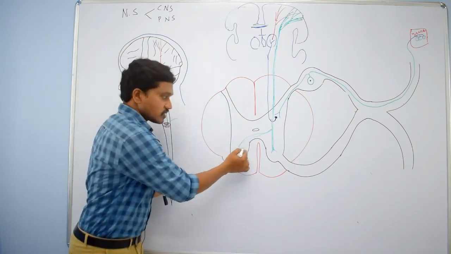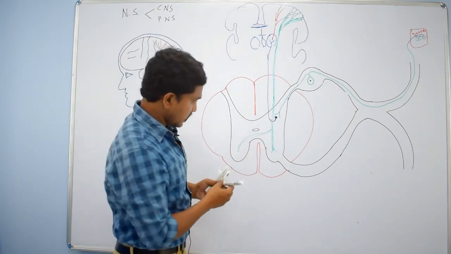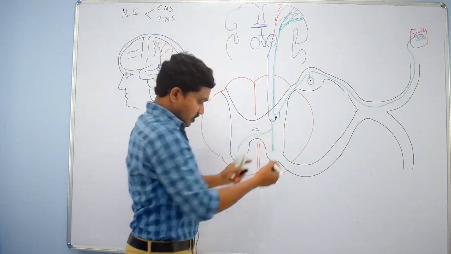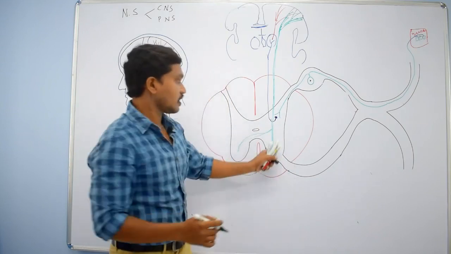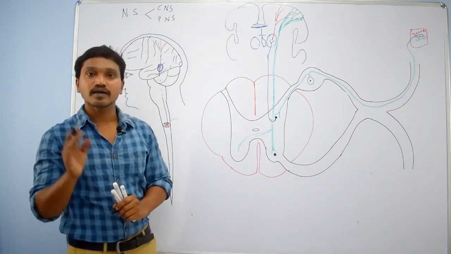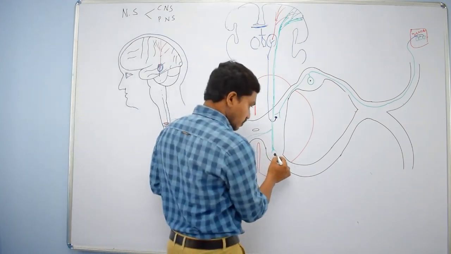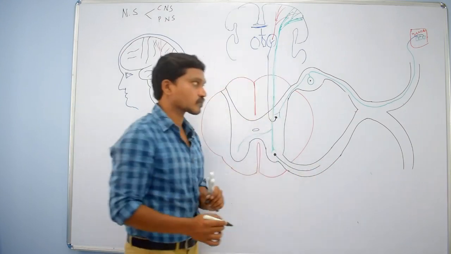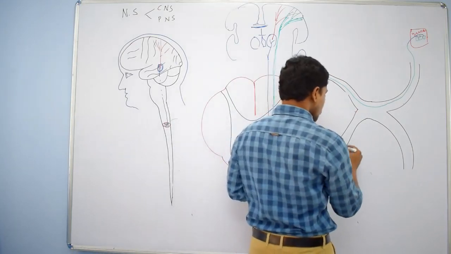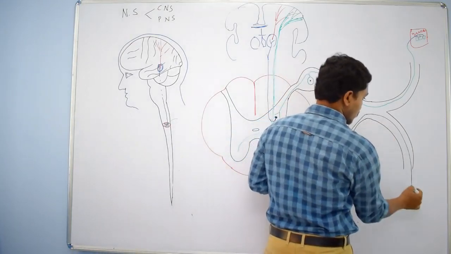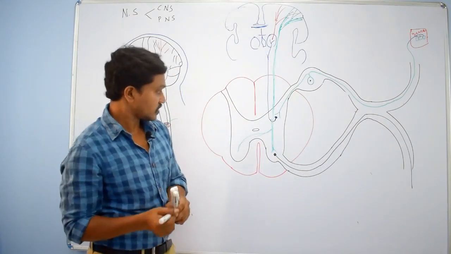So here, once they terminate in the anterior horn cells, this motor information will be received by the cells present in the anterior horn. This information will pass through the anterior root, then the spinal nerve, and reach the effector organ.